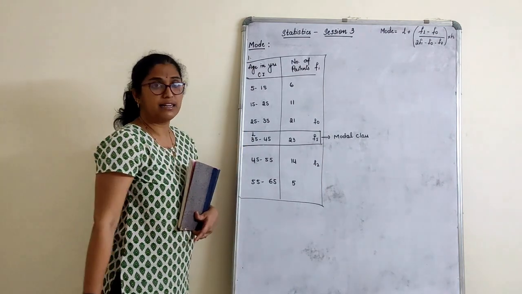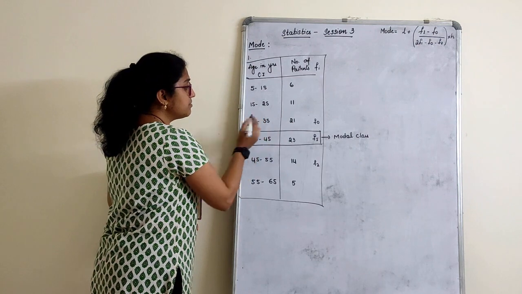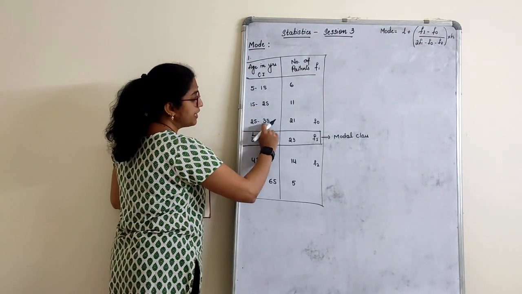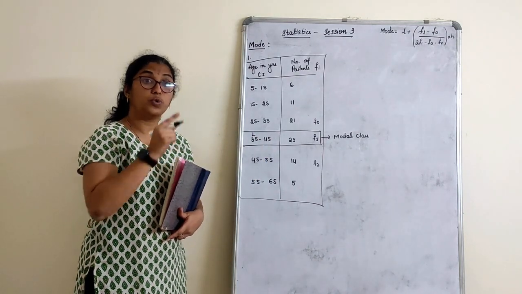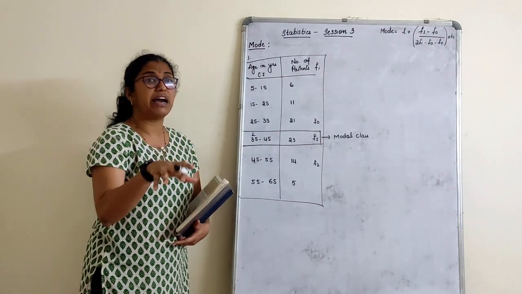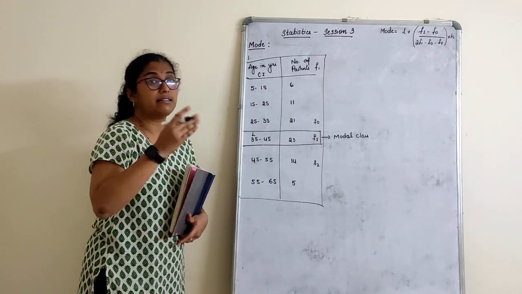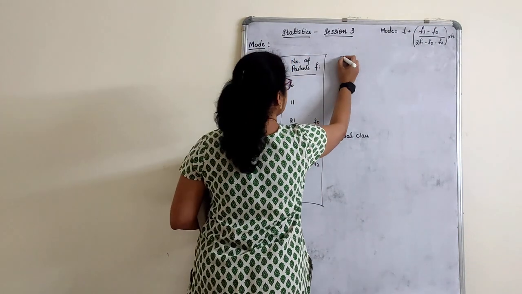Lower limit is 35. See that the given class intervals are continuous: 5 to 15, 15 to 25, 25 to 35, 35 to 45. If it is not continuous, what to do? You learn that in median. In median, we have one or two sums where there are no continuous class intervals and we make them continuous. Okay? So, let's apply the formula directly.